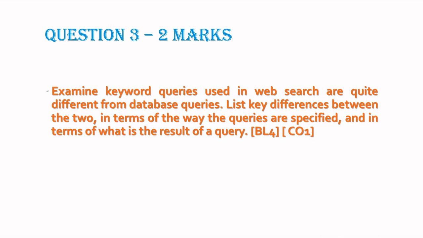Examine how keyword queries used in a web search are quite different from database queries. List key differences between these two, in terms of the way the queries are specified, and in terms of what the result of a query is. So how do you search a particular page on the web? We use Google or Bing. These types of search engines we use to find the equivalent website. There we are writing a keyword.